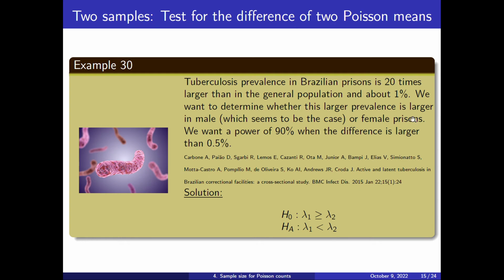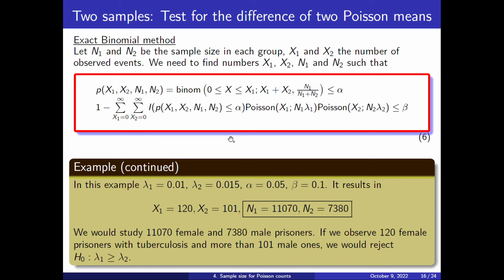Lambda 1 would be female prisons, and lambda 2 male prisons. Let's say that in female prisons it is 1%, and we want to see if lambda 2 is larger than 1.5%. Okay, so again the exact calculation can become rather complicated. So we define this probability depending on x1, x2, and lambda 1 and lambda 2.